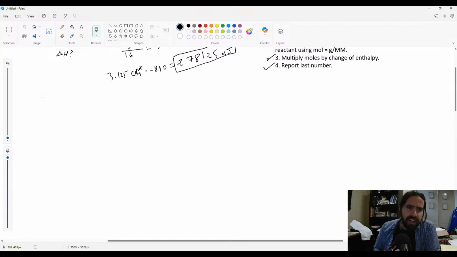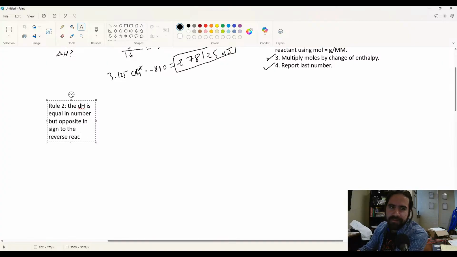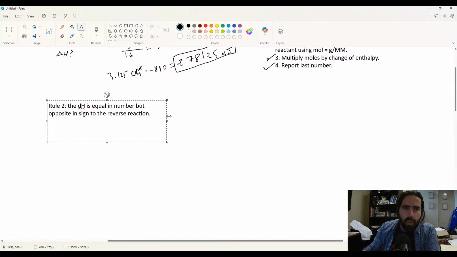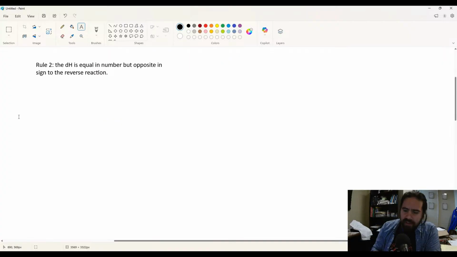But rule number 2 states, you know what? It's ridiculous. I'm just going to type it out. We have the technology. So rule number 2 states, the change of enthalpy is equal in number, but opposite in sign, to the reverse reaction. Okay, what does this mean? So the delta H is equal in number but opposite in sign of the reverse reaction.